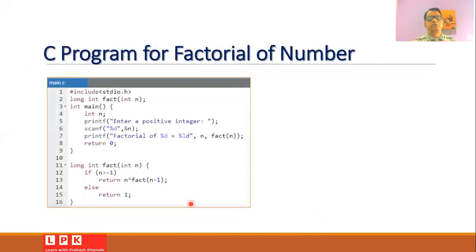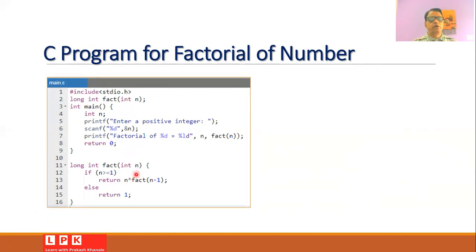Now let us write down a simple C program using recursion so that we can determine the factorial of a number. Initially, we will include the standard input output header file. We will declare a function fact, which is the factorial function, with one integer argument n. In the main function, we will ask the user to enter a positive number. We will read that number using the scanf function, and then we will call the function fact, and the value returned by the function will be printed on the screen. Finally, we will return 0 to the main function.